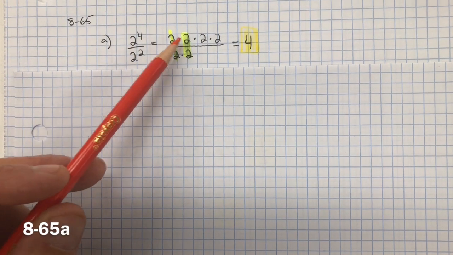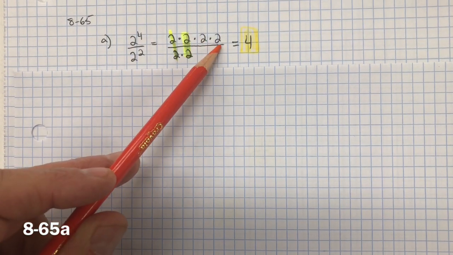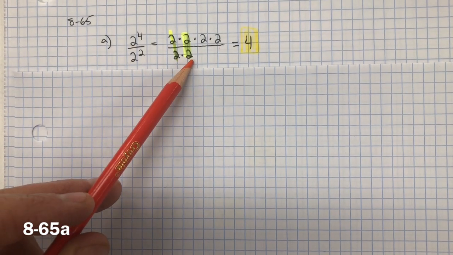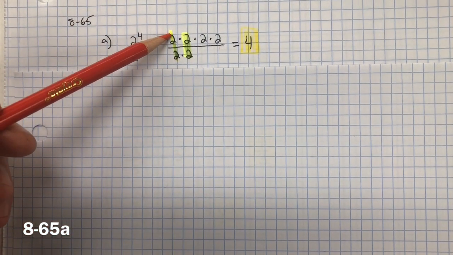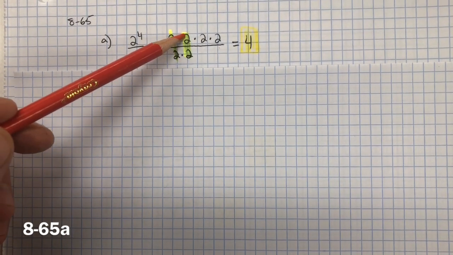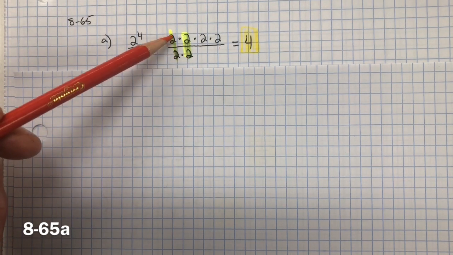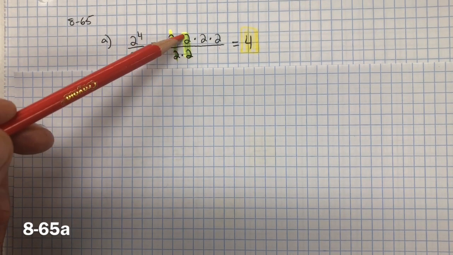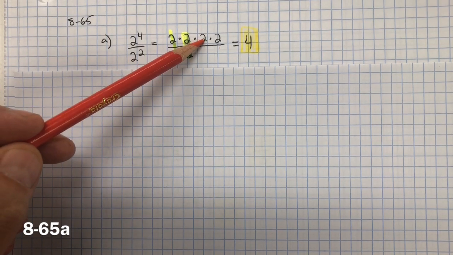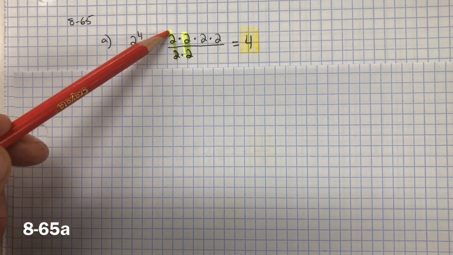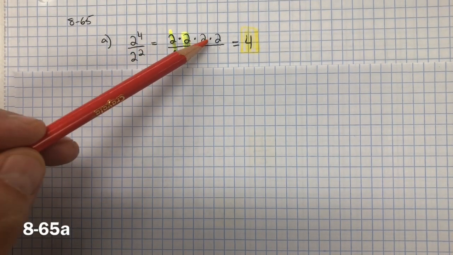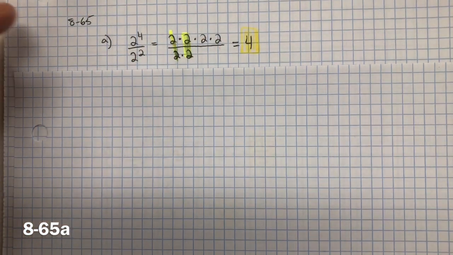2 to the 4th power is 2 multiplied by 2, multiplied by 2, multiplied by 2. And 2 to the 2nd power is 2 times 2. Well, you can see that we have 2 divided by 2 and 2 divided by 2. This creates a big 1, a big 1. So 1 multiplied by 1 is just 1, and then 1 multiplied by 2 is 2, multiplied by 2 is 4. So these we can cancel out, and we have 2 multiplied by 2, which is 4.